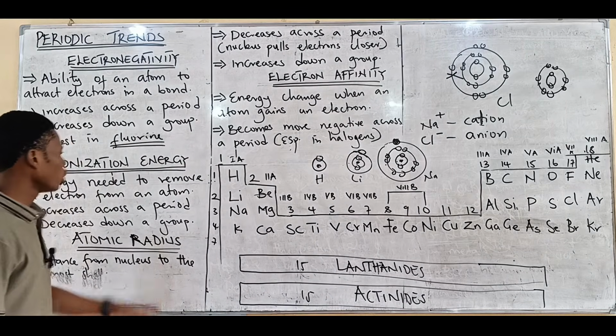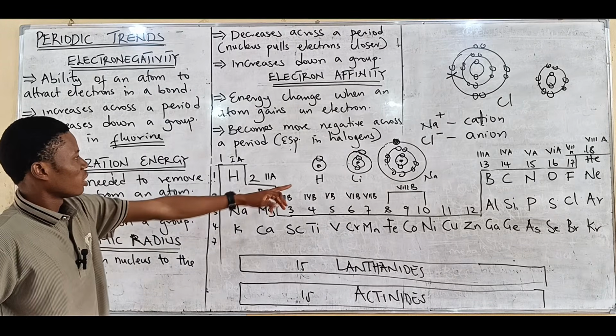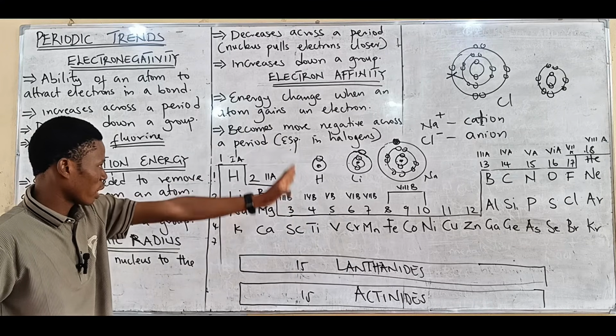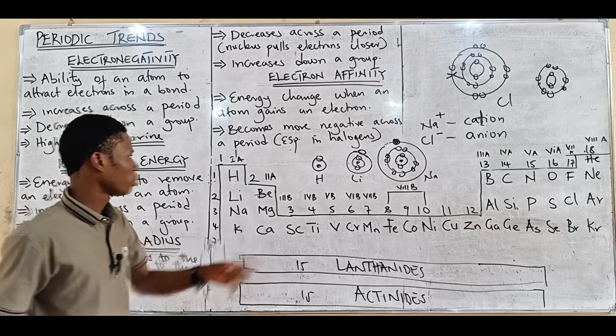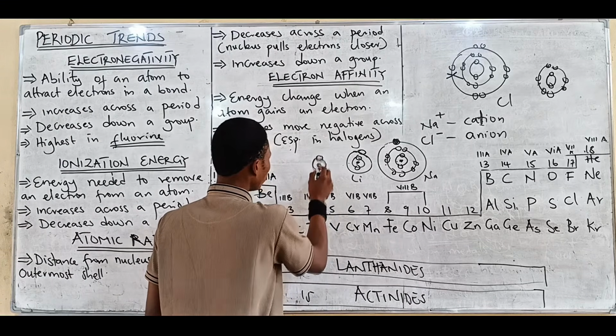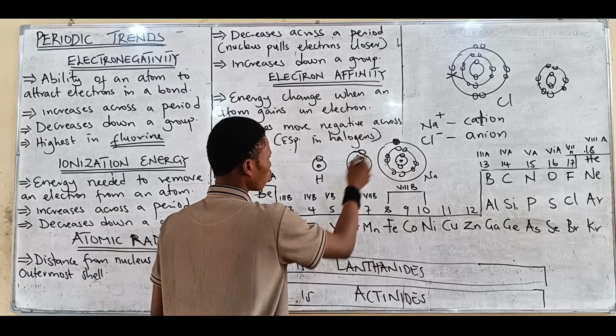Now it decreases down a group. Look at the groups now. Hydrogen, lithium, sodium, they are in group 1, right? And since they are in group 1, if you look at this one has 1 shell, this one has 2 shells, this one has 3 shells, and they're in group 1.